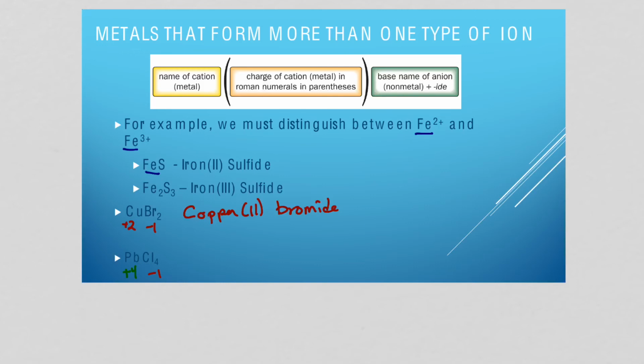So when I go to write it out, I'm going to write out lead and the Roman numeral 4 chloride. So lead 4 chloride. So same basic naming system, but when we're dealing with one of those transition metals besides zinc or silver, we need to specify the charge by using the Roman numeral.